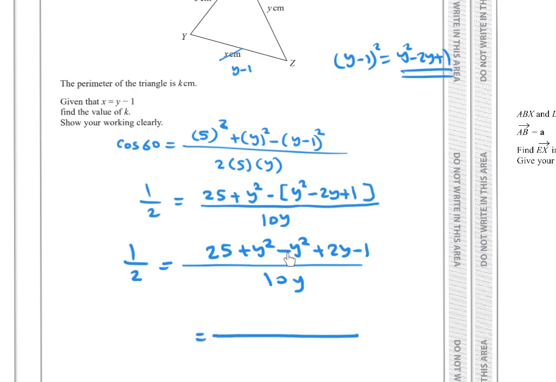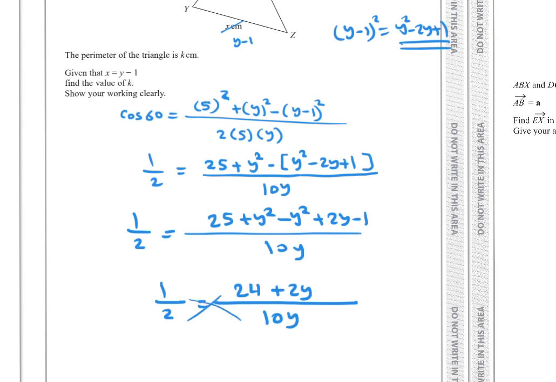y squared minus y squared is 0, 25 minus 1 is 24, 24 plus 2y over 10y equals 1 over 2. Now cross multiply. So 1 times 10y is 10y. 2 times 24 is 48. 2 times 2y is 4y.